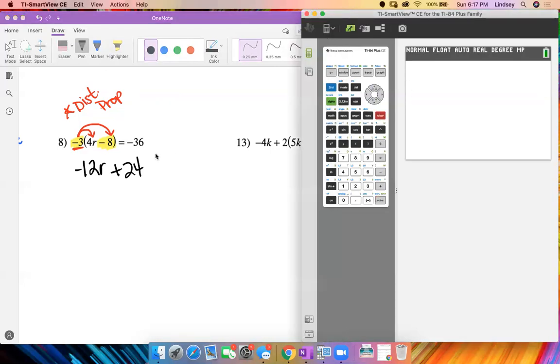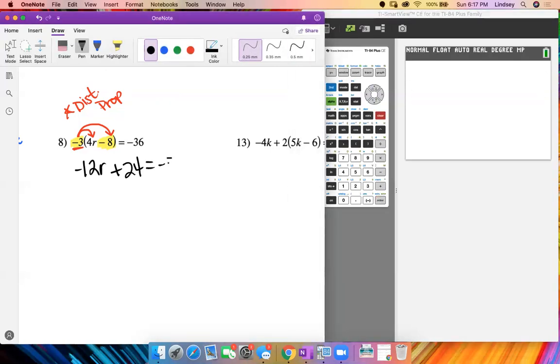All right, and then I just bring down my negative 36, and it looks like the rest of my problems. My goal is to get my variable by itself. So I start with my term that's farthest away. So how do I get rid of a positive 24? Subtract it. If I do it to one side, I have to do it to the other side.